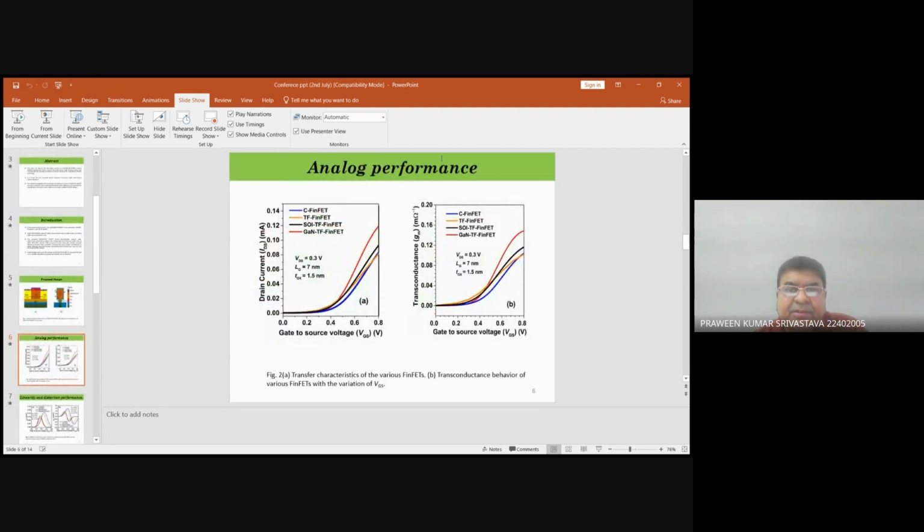So as far as the analog performance is concerned, we can say that this gallium nitride TF FinFET gives a better result as compared to the conventional FinFET and the SOI TF FinFET, and as compared to the transconductance, the proposed device, gallium nitride TF FinFET, gives a better result than all other devices. So we can say that in terms of analog performance, our proposed device gives better performance as compared to the other devices.